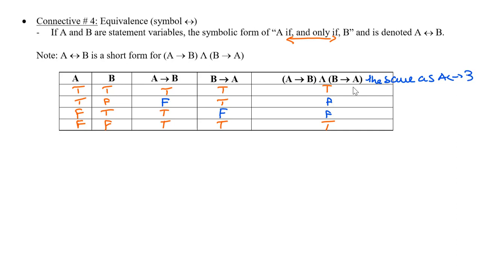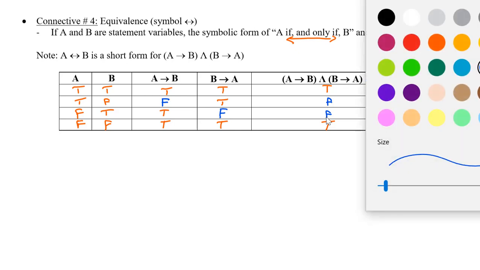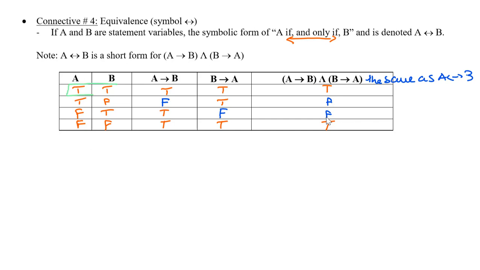So let's look here. When is this true? In red, right? It is true when A and B are the same. When A and B are the same. So these are the same and these are the same. Therefore A is equivalent to B, and therefore we have true here. Otherwise it's false. So this shows us the equivalence truth table, but it also tells us that A equivalent to B is the same as if A then B and if B then A.